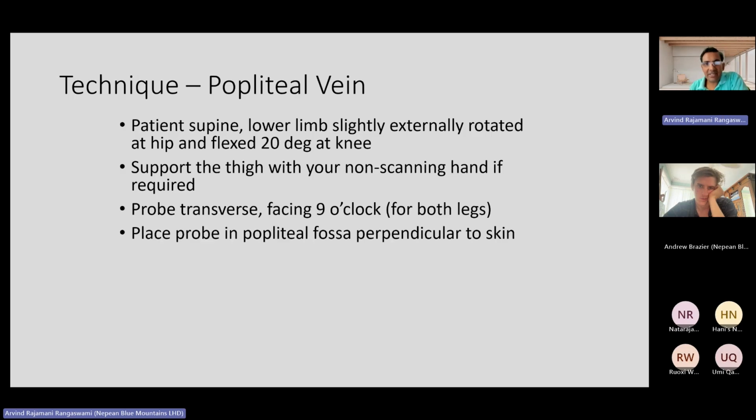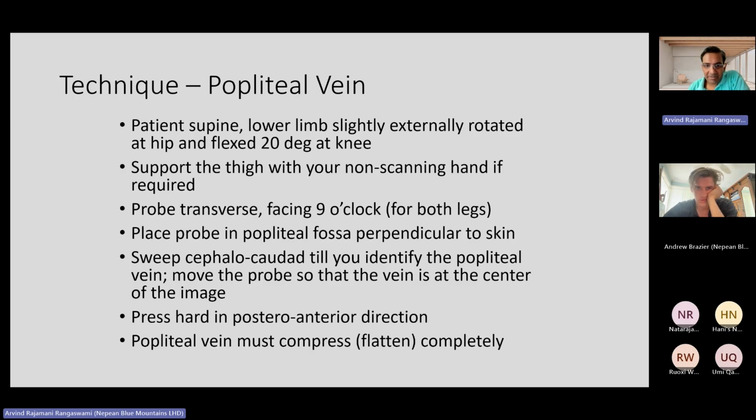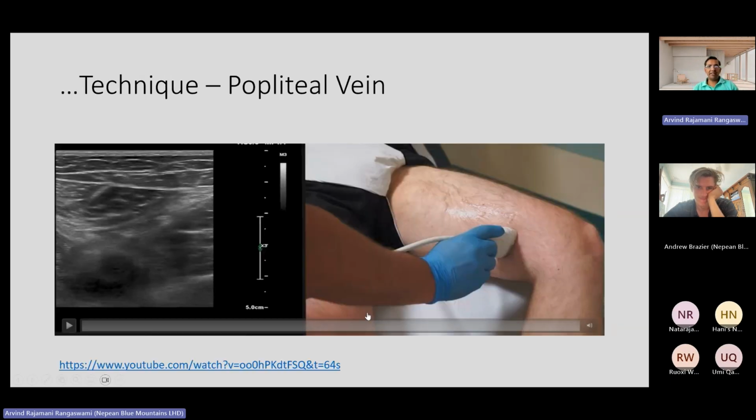Once again, it's exactly the same. The probe is transverse. It faces 9 o'clock for both the right as well as the left leg. And you place the probe absolutely perpendicular to the skin in the popliteal fossa. If you don't see the vein and the artery immediately, then sweep cephalocaudad until you identify the popliteal vein. So you'll have to just pan cephalocaudad and then slide the probe so that the vein is now at the center of the image, and you have to press hard in a posterior to anterior direction in order to compress the vein and look for popliteal vein compressibility. Same principle, the two walls must flatten completely.